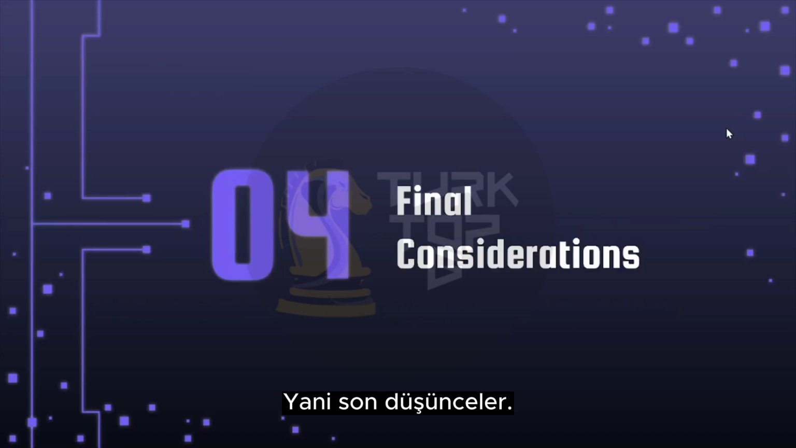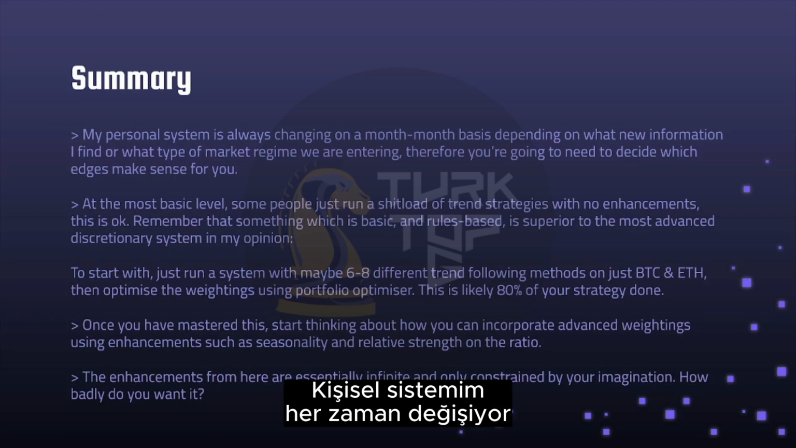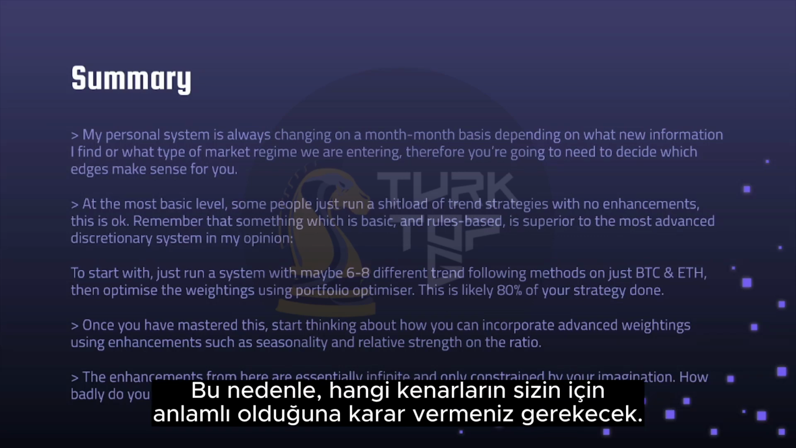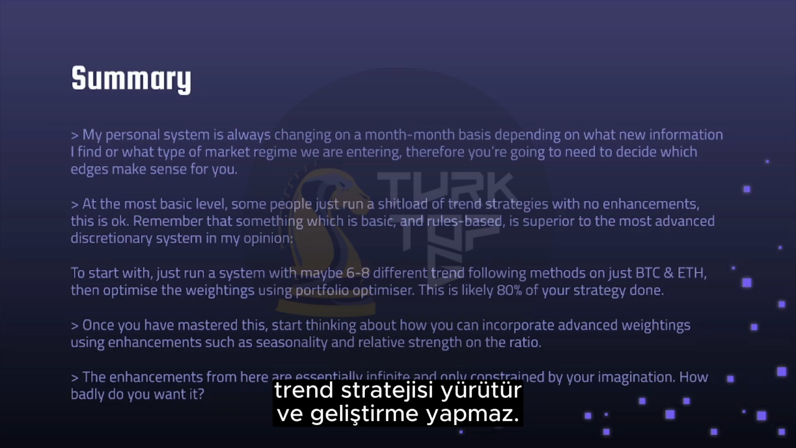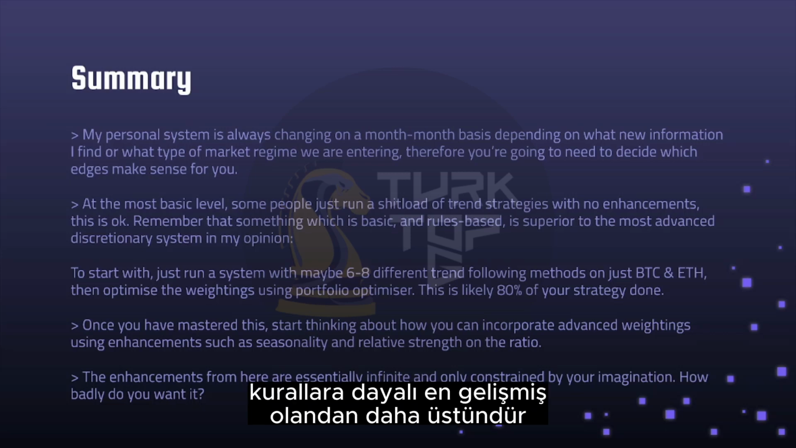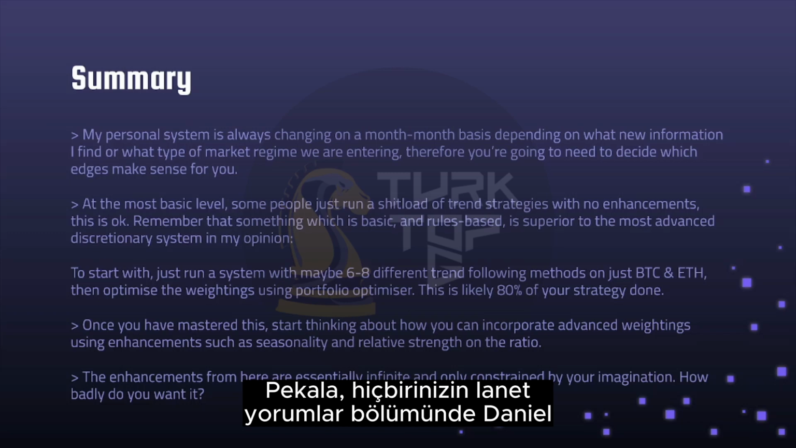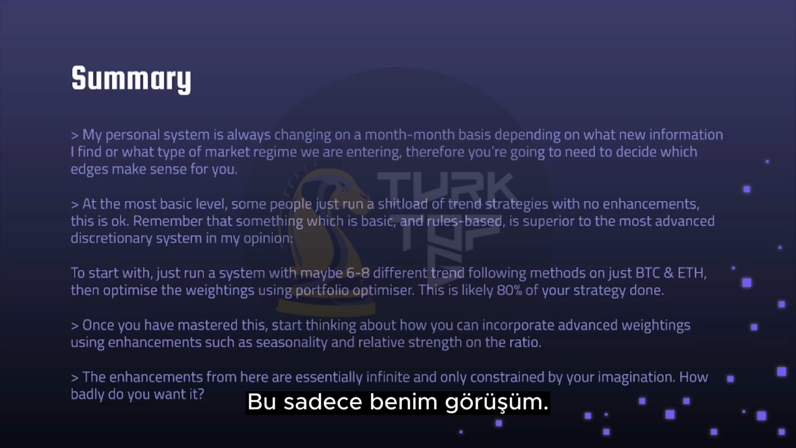So, final considerations. So here's a summary. My personal system is always changing on a month-to-month basis depending on what new information I find or what type of market regime we are entering. Therefore, you're going to need to decide which edges make sense for you. At the most basic level, some people just run a lot of trend strategies with no enhancements. This is okay. Remember that something which is basic and rules-based is superior to the most advanced discretionary system, in my personal opinion. Okay, I don't want any of you guys starting fights with Daniel or Michael in the comments section. This is just my opinion, okay?